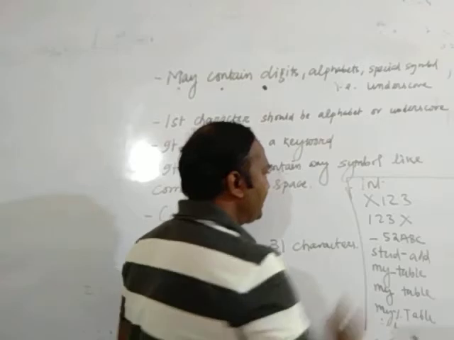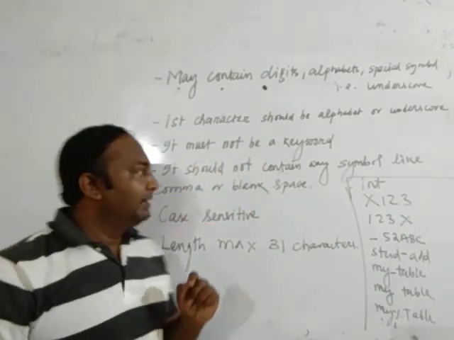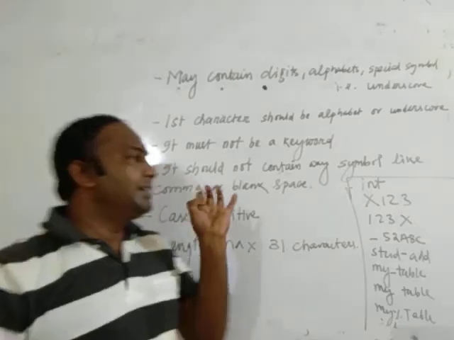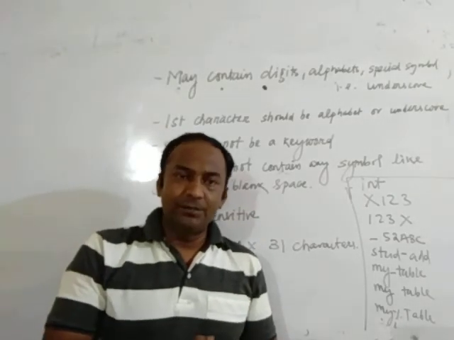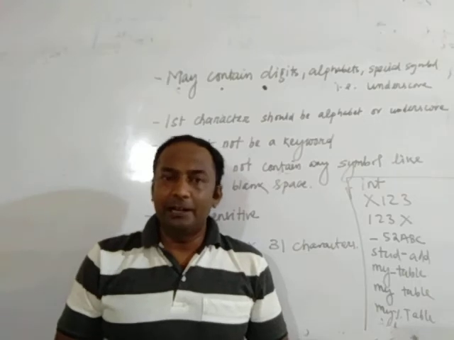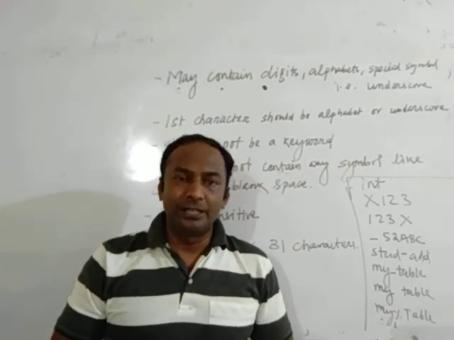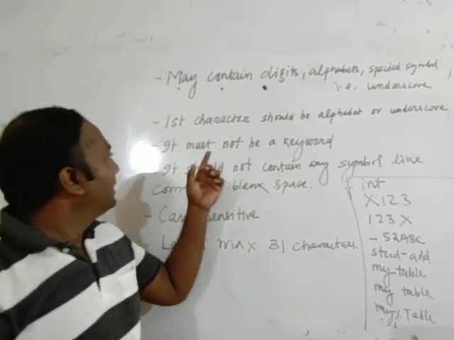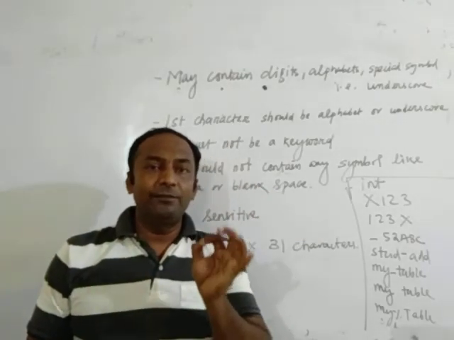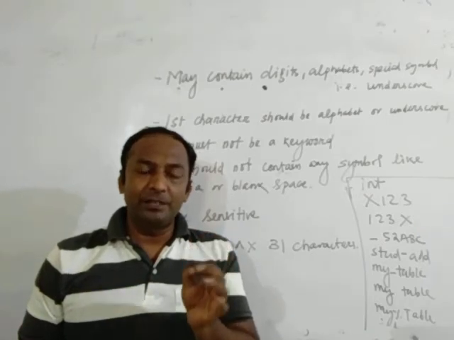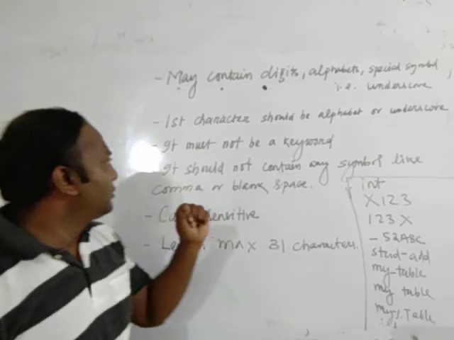The first one is int. Let me first describe the rules again. The first rule is that it may contain digits and alphabets. It may contain digits from 0 to 9, alphabets from capital A to Z and small a to z, and only one special symbol is allowed, that is known as underscore. The first character should not be a digit. The first character of the identifier must not be a digit. It may contain alphabets or it may contain the underscore.